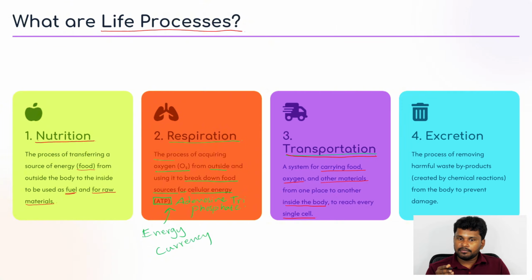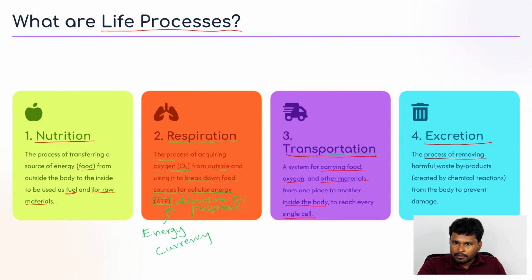In the same way, the food materials, and at the same time the waste materials that are generated, will also be transported by the same system. Okay, next let us go to the next system, which is excretion. Just now I spoke about the waste materials that are produced. Those waste materials should be expelled out. They should be sent out. Let us read the definition.